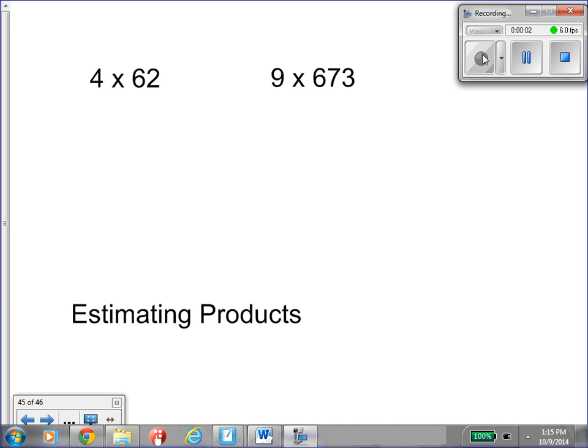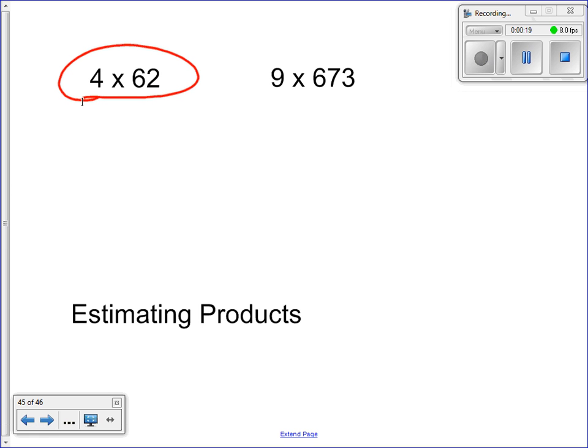Good afternoon, class. Today we talked about estimating products. Now, in your homework tonight, you'll have some problems that look like what we did today in class. Let's take a look at our first problem, 4 times 62, right here. This problem is not one that was on your sheet tonight, but we can talk about it to figure out how to solve the problems.